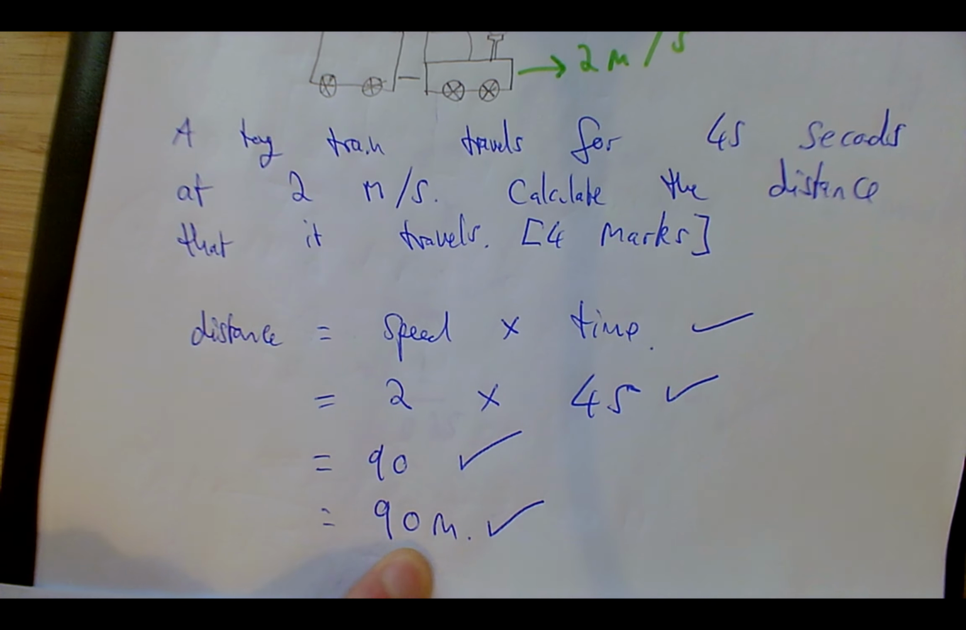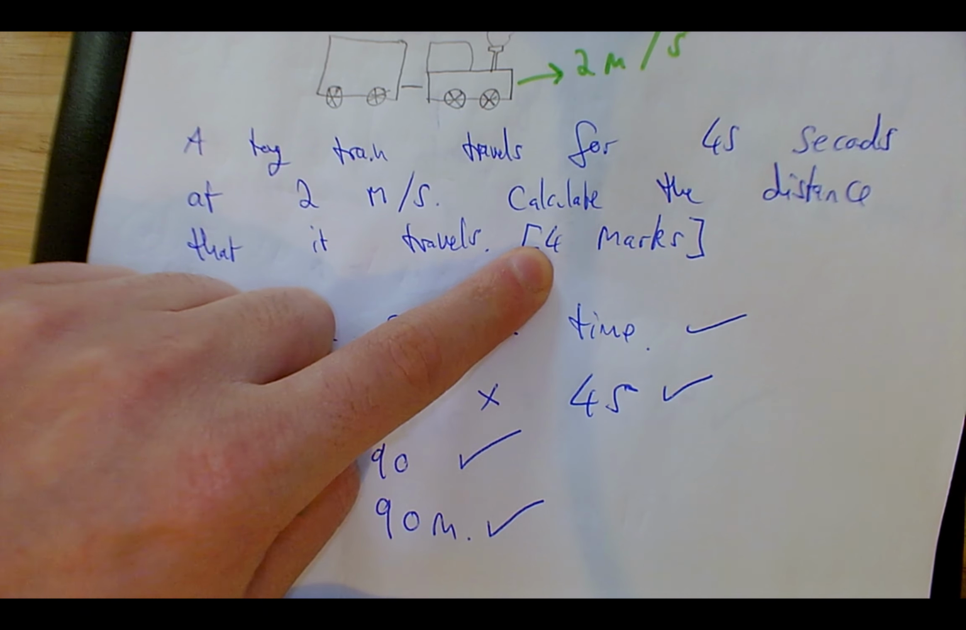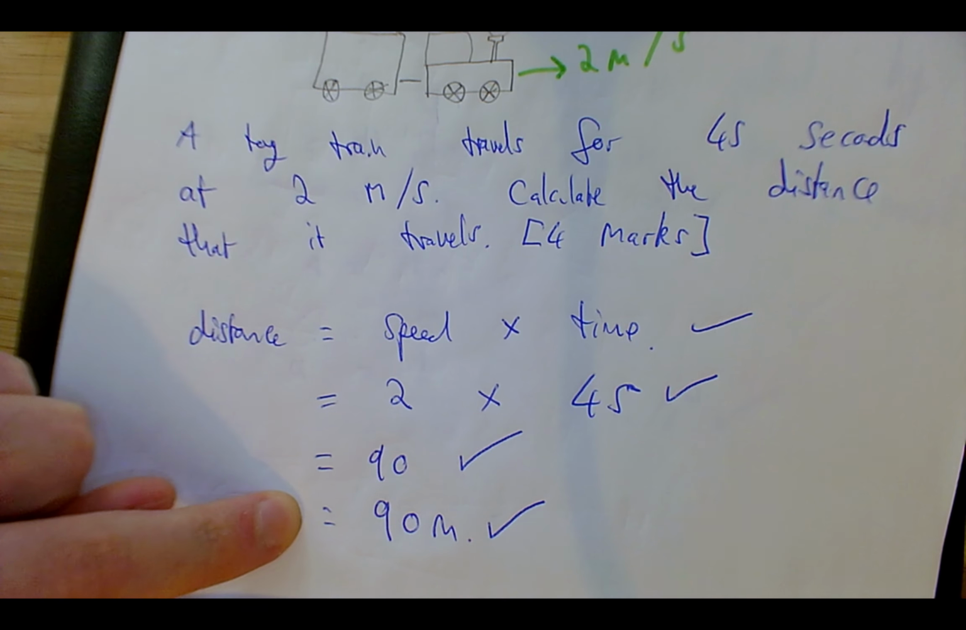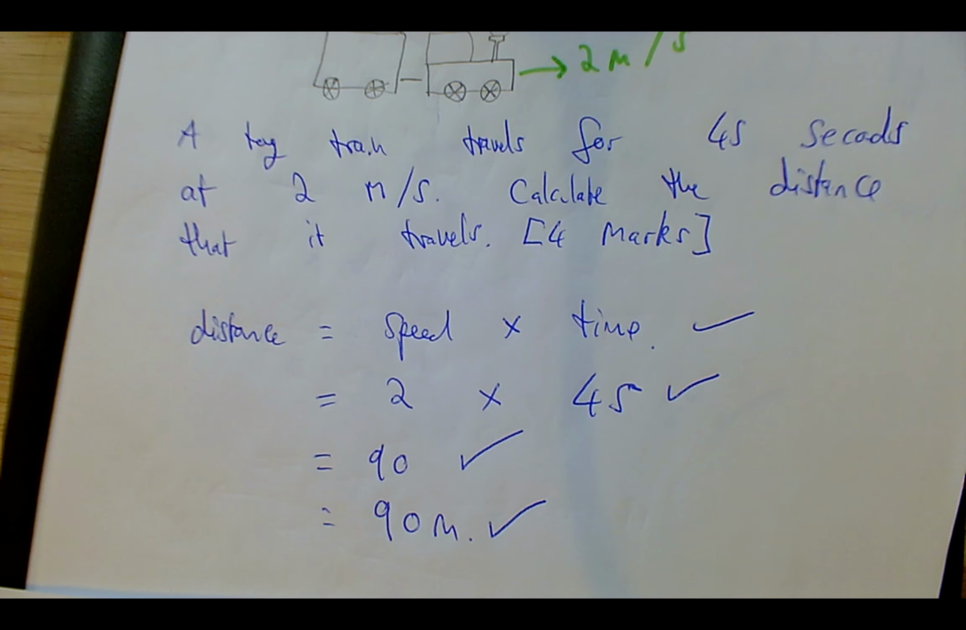I would say if you do put down 90 meters, you do get the full 4 marks, but by showing your working, you're likely to pick up marks in case you've made a mistake in your calculation, like putting the wrong number into your calculator.